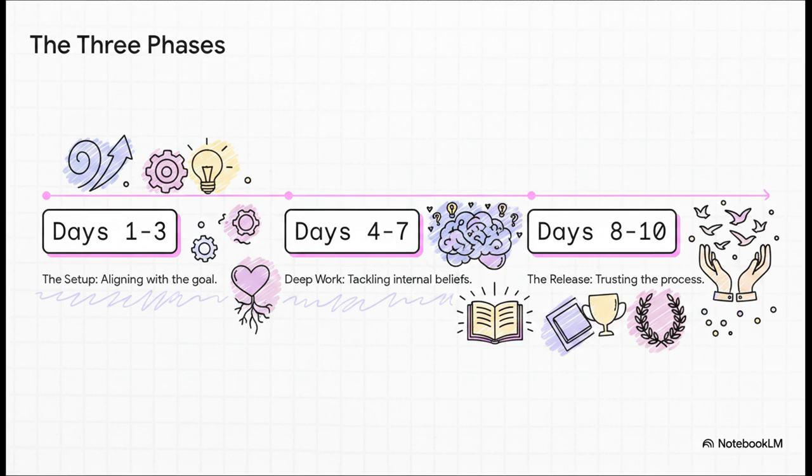Let's simplify that whole progression. Basically, these 10 days break down into 3 main phases. Days 1 through 3, that's the setup, getting the viewer totally aligned. Days 4 through 7 are the deep work, tackling all those internal beliefs and self-concept stuff. And finally, days 8 through 10 are the release, where you trust the process and celebrate. By generating a video series that follows this exact audio overview and thematic guide, creators build insane loyalty. Viewers keep coming back every single day because it's human nature. They want to complete the transformation.